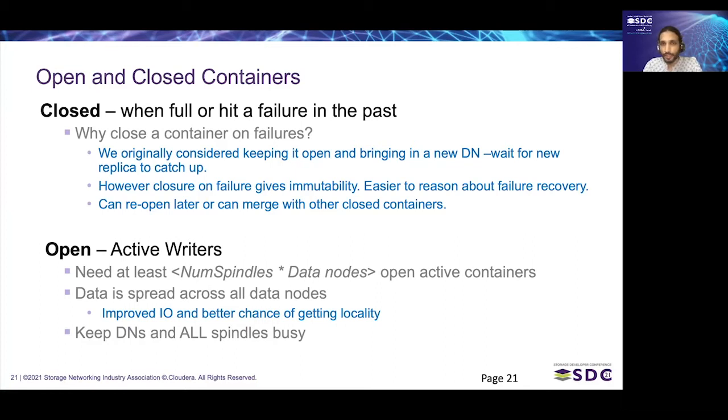Then there is a closed state. Whenever a container reaches its configured size of 5 GB, or if it hits a failure, the container will be moved to a closed state. On failure, the container is moved to a closed state to provide consistency guarantees. Since we know that a container is replicated on 3 nodes, in order to reconcile the final state of the cluster, it is important to close the container and not allow any further data writes.